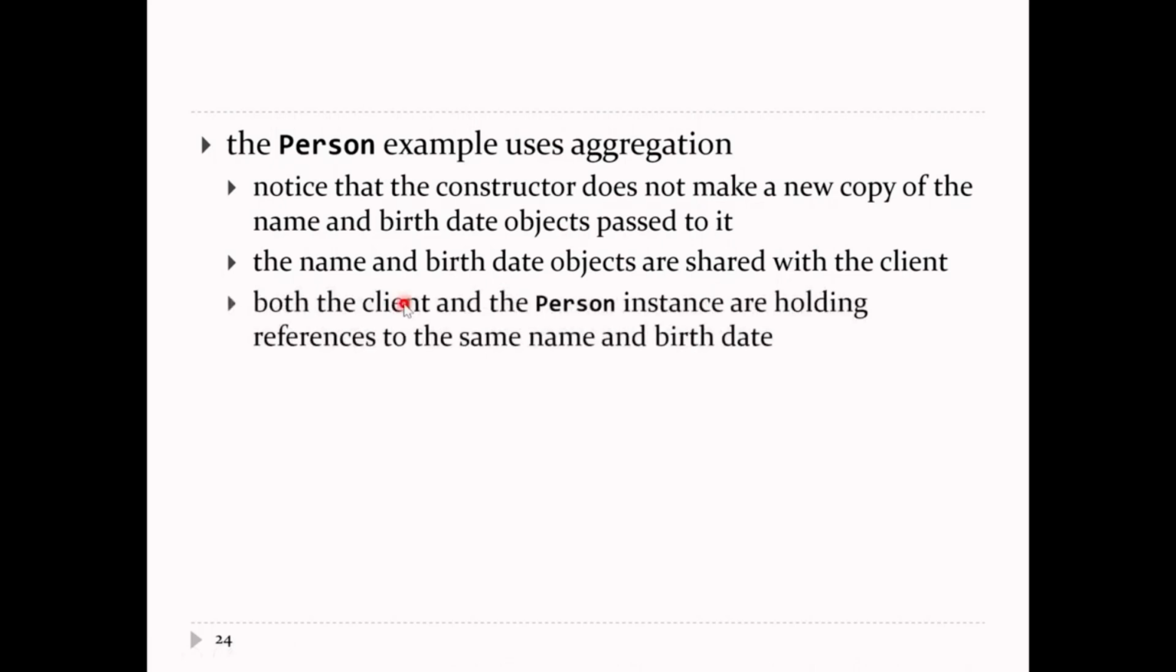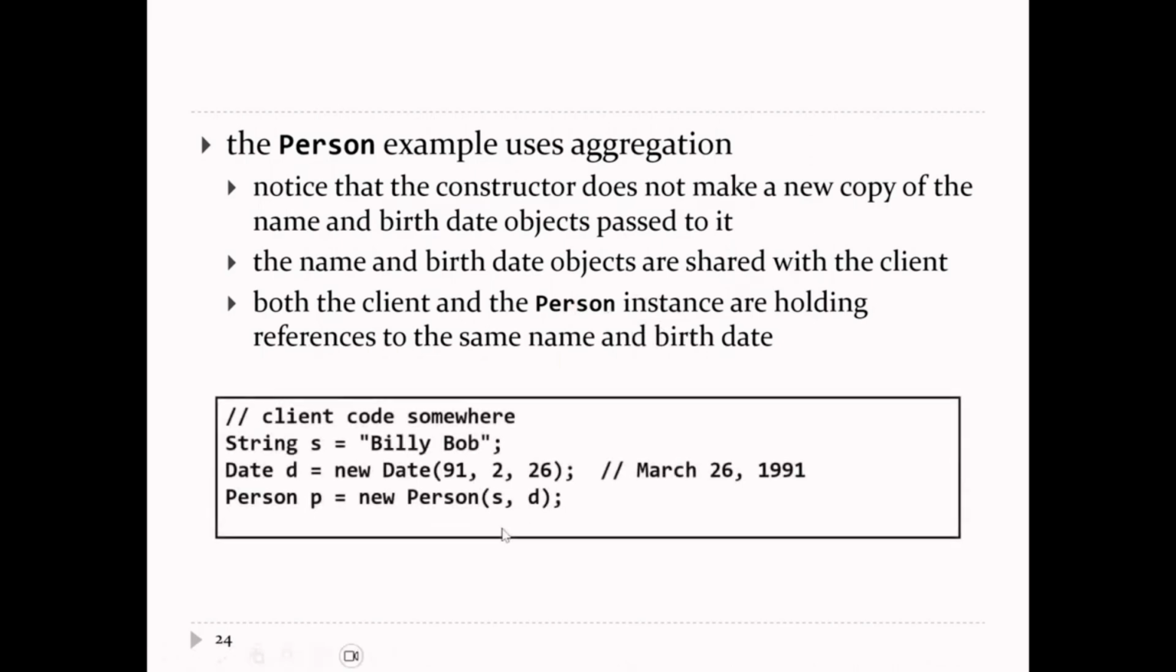So both the caller and the person object are holding references to the same objects. For example, the caller makes a string and they make a date. Date's weird. So that's the date 1991, March is the month number 2, and that's the 26th day. This is an actual class in the Java standard library.